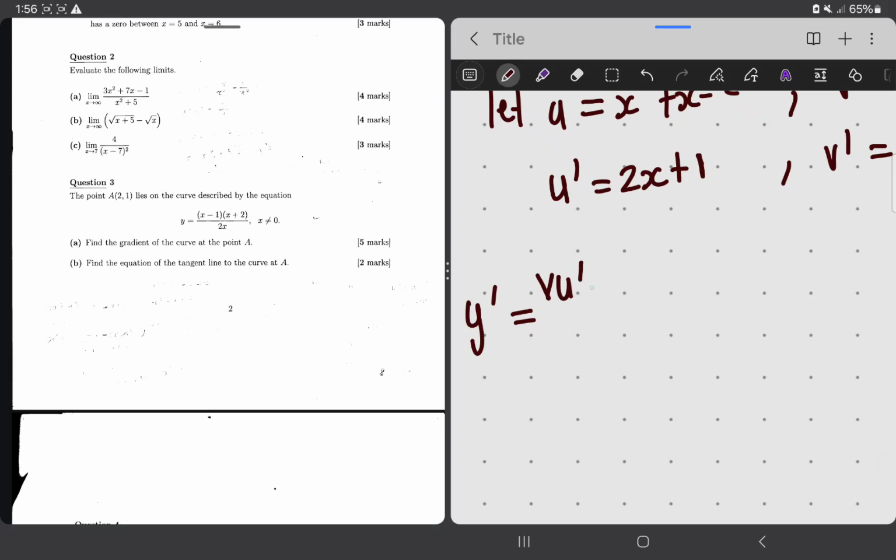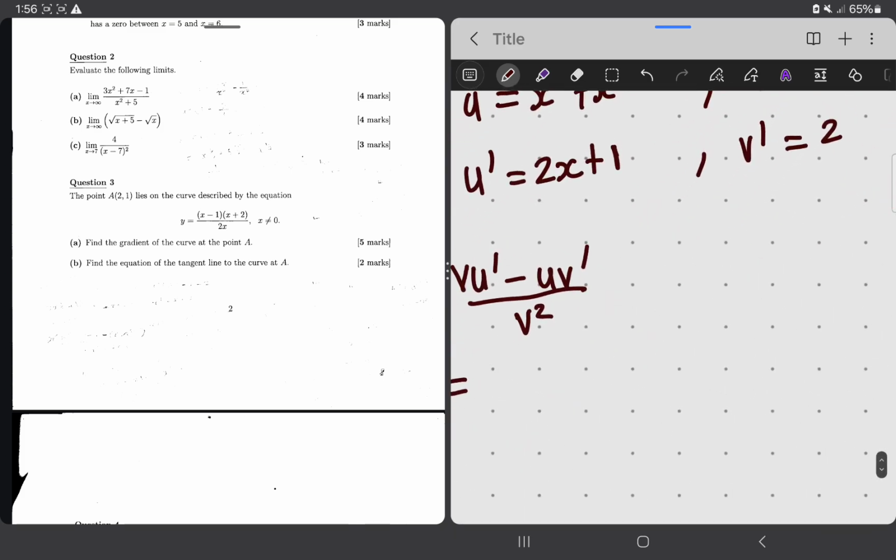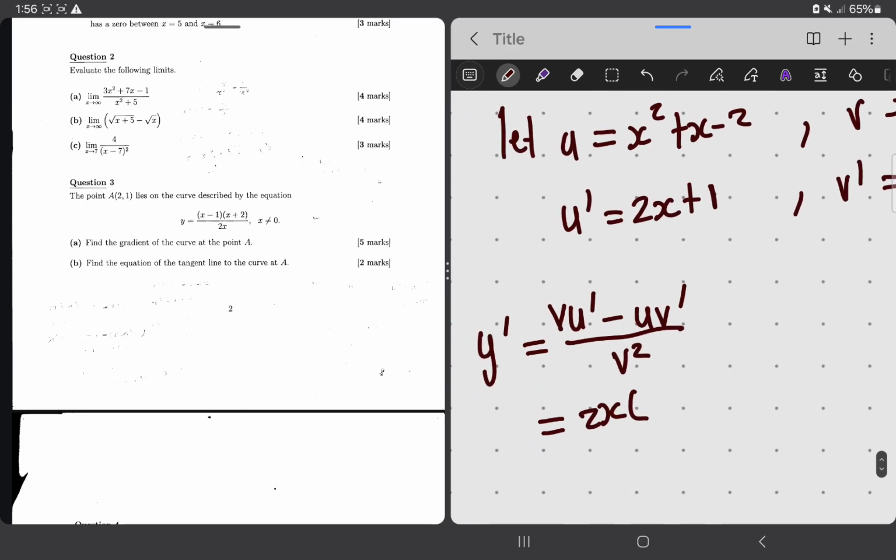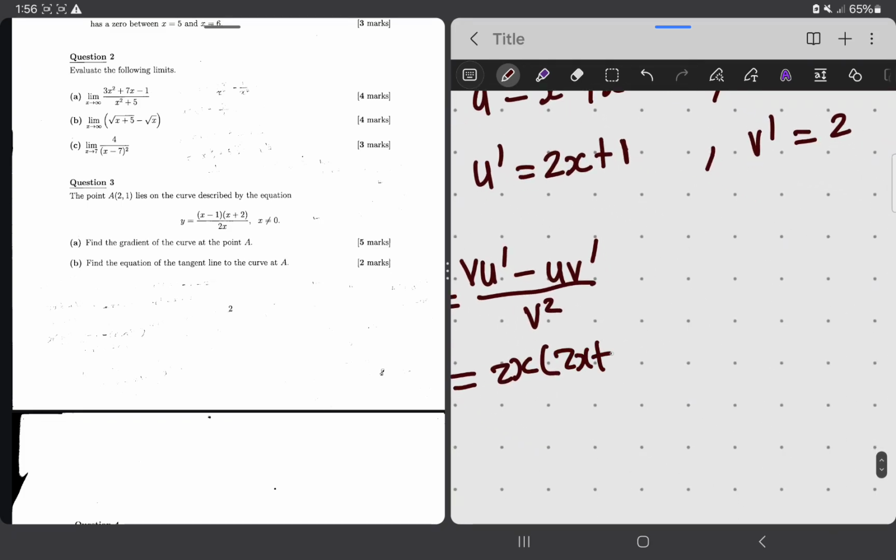Low d high, minus high d low. So remember, it's low d high first, it's not high d low first. No, it's low d high minus high d low, then over, low over square the bottom. So this is going to be low. What is our low? 2x, multiplying the derivative of the top, d high, which is u prime, which is 2x plus 1.